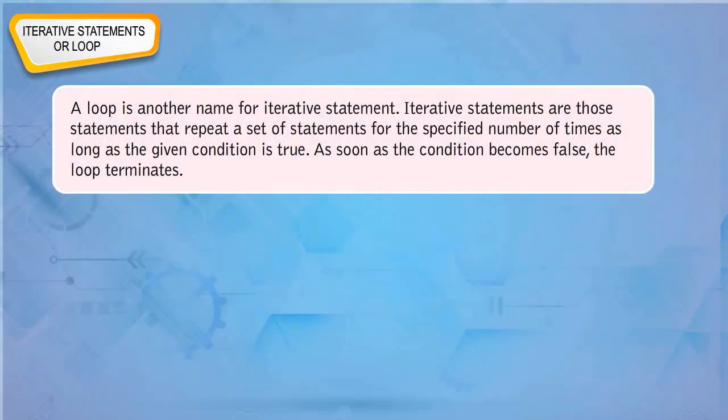Iterative statements or loop. A loop is another name for an iterative statement. Iterative statements are those statements that repeat a set of statements for a specified number of times, as long as the given condition is true. As soon as the condition becomes false, the loop terminates.